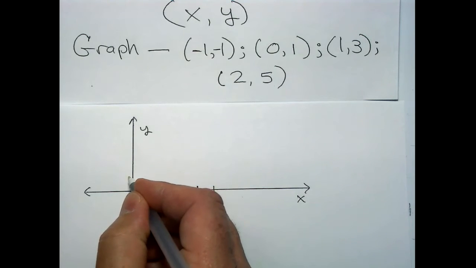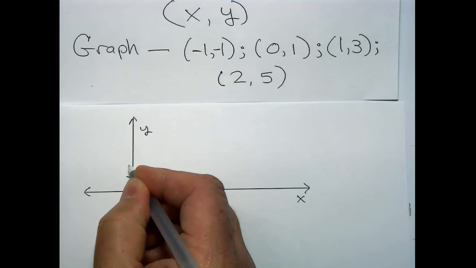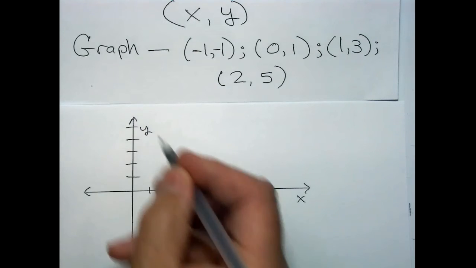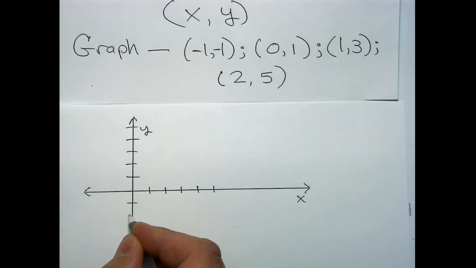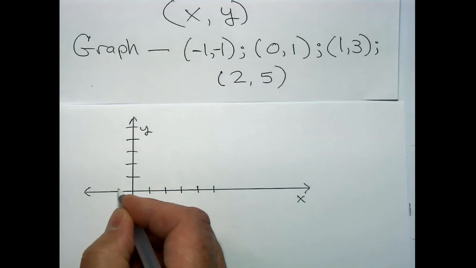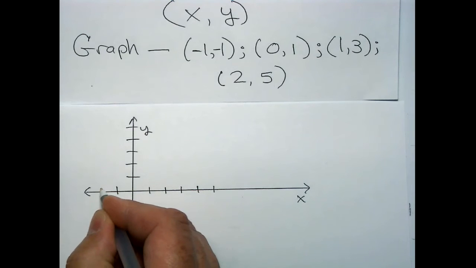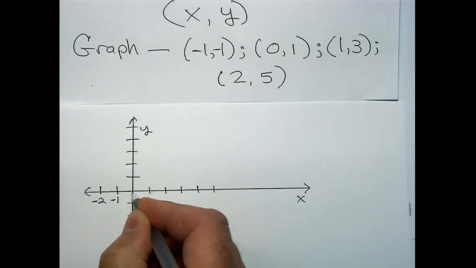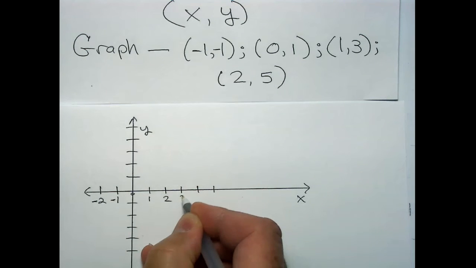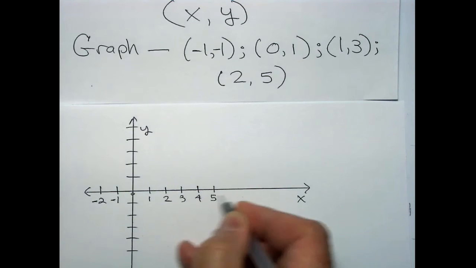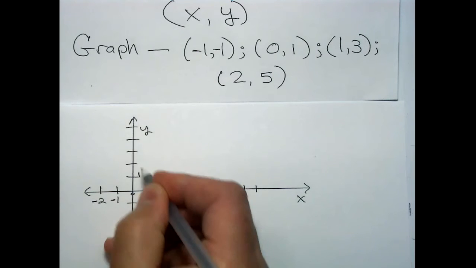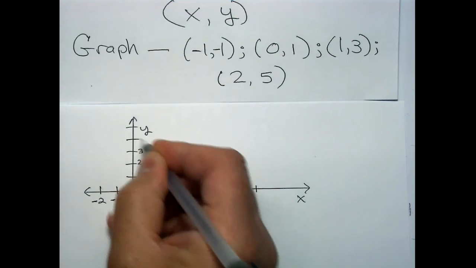Over here, we'd mark off the integers: 1, 2, 3, 4, 5, etc. And then down here, -1, -2, -3, -4. And back here, -1, -2. Let's label a few of these. Basically, it's two number lines, one vertical, one horizontal.